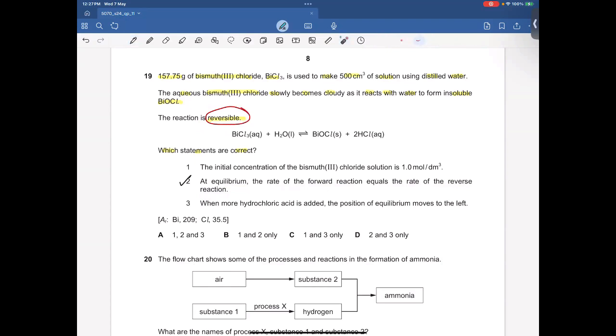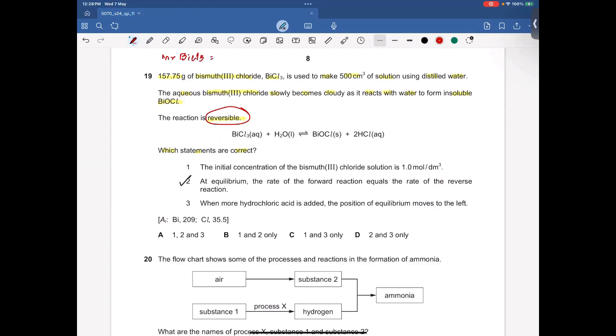Next, the initial concentration of bismuth chloride solution is 1 mole per dm3. Now we need to find out this concentration so that we can prove whether it is right or wrong. We know the mass of bismuth 3 chloride, so we need to find out the MR of bismuth 3 chloride by using these two values. So let's calculate the MR of bismuth 3 chloride first.